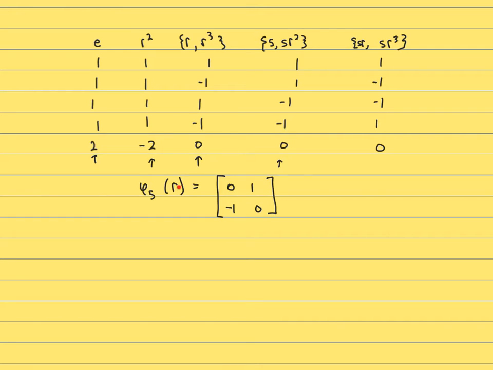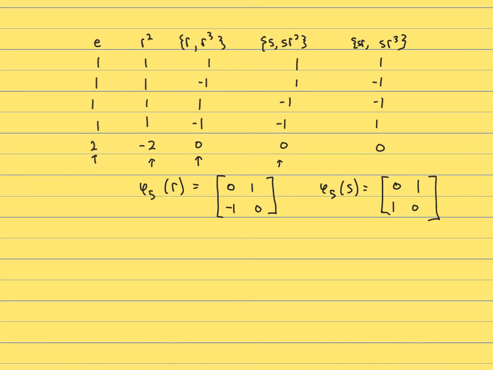If you remember, our 2-dimensional representation of the dihedral group was this one. This is a cosine of an angle, sine of an angle, negative sine of an angle, cosine of an angle. Here the angle is a 90-degree rotation, so the cosine values are 0 and the sine values are 1.